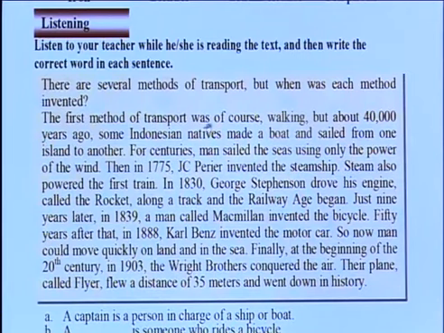The first method of transport was of course walking. But about 40,000 years ago, some Indonesian natives made the boat and sailed from one island to another. It says the first means of transport was of course walking, meaning the first method we used for transport was walking. But about 40,000 years ago, some natives of Indonesia made a boat and sailed from one side of an island to the other side, traveling by sea.